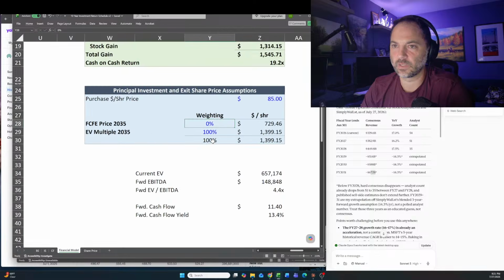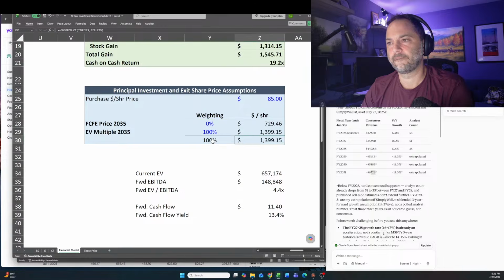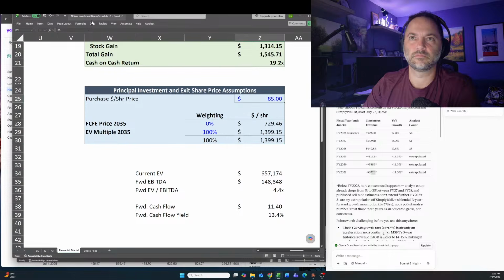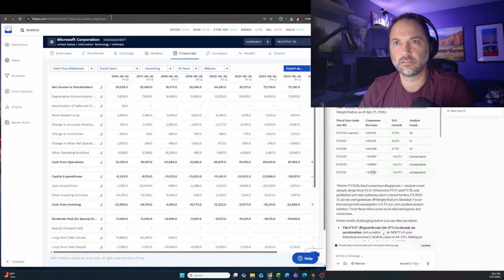So here, if we just used EBITDA weighting only, all right, so that's this one. What's the current share price? Well, my computer's really lagging, guys. I'm sorry. I'm gonna have to look into that. Current share price, 389.